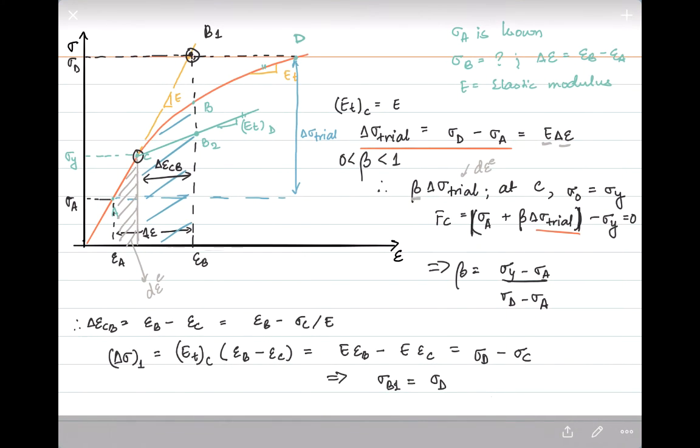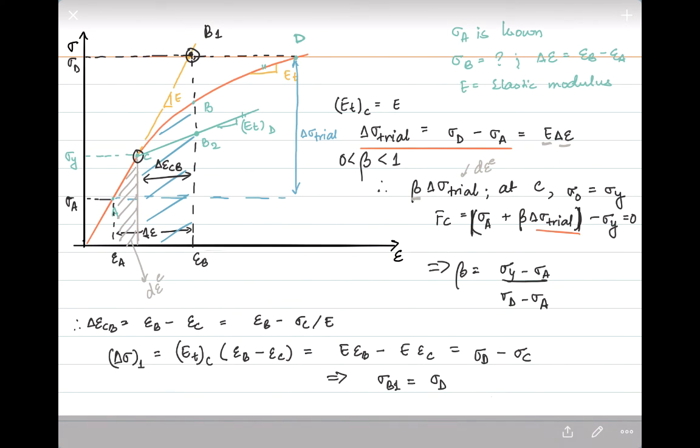So I'm going to move on to the next page. So I can write over here that for the next step in stress, that is delta sigma 2, we can write ETD times epsilon B minus epsilon C, because the step is still the same. We still want to find out between the 2 points, but the first part was the elastic, and now we find out the plastic region. And we can say therefore sigma B2 is equal to sigma C minus delta sigma 2.